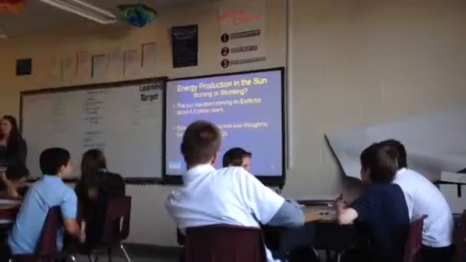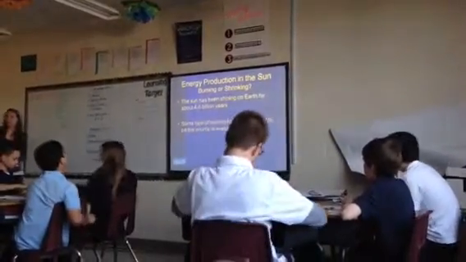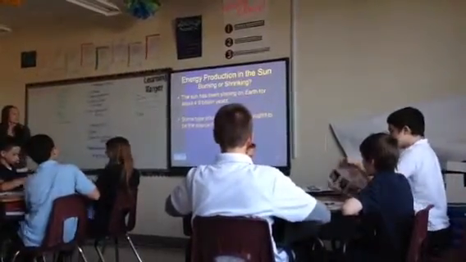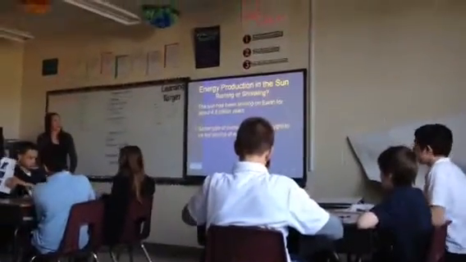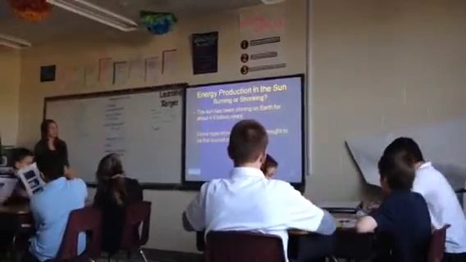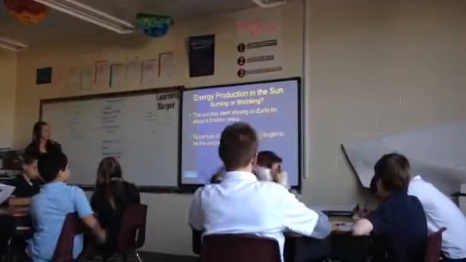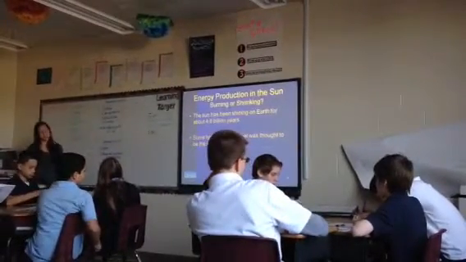Okay. So now we have energy production in the sun. We know that the sun has been shining on Earth for about 4.6 billion years. And some type of burning fuel was thought to be the source of the energy.